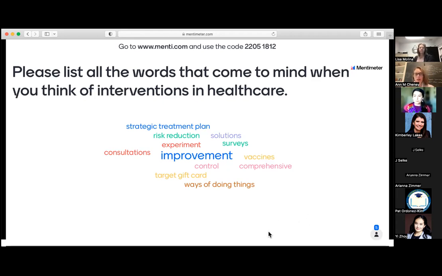Would anyone like to comment on any of the other words that have come up? A lot of the other words remind me of design or thinking about the research questions, how we get the data, how we collect it.